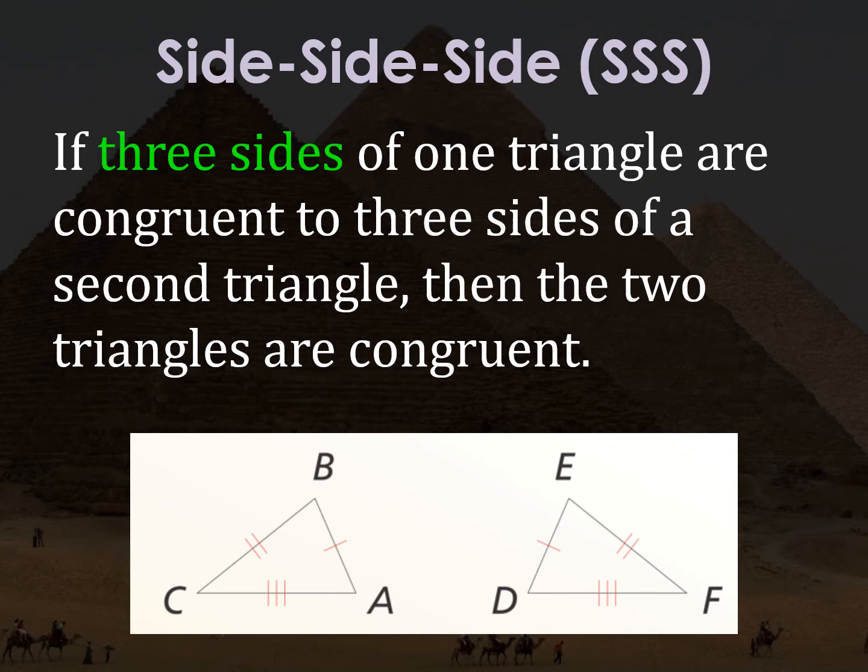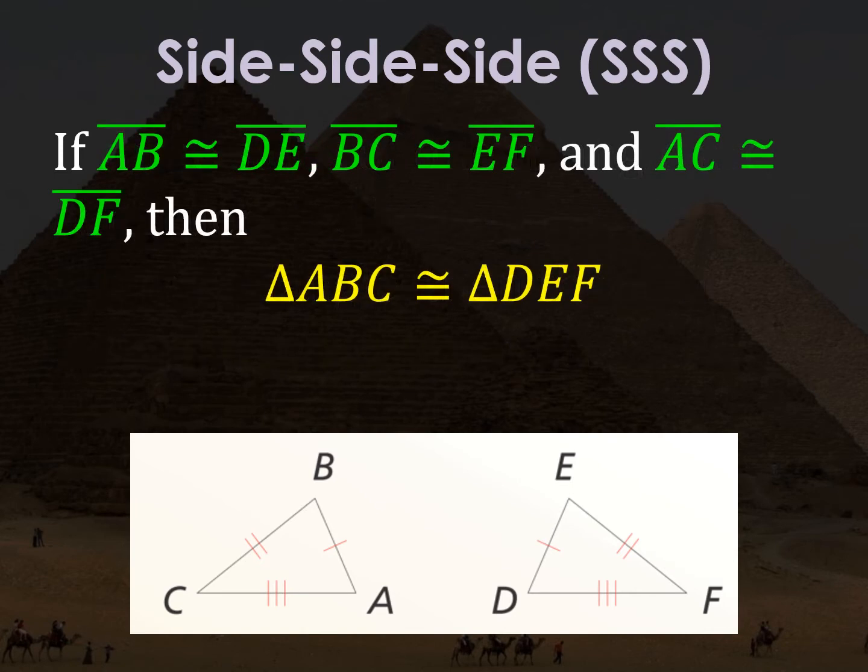And this is the statement that if three sides of one triangle are congruent to three sides of a second triangle, then the two triangles are congruent. So if you take a look at the diagram, AB is congruent to DE, and then if BC is congruent to EF and AC is congruent to DF, then triangles ABC and DEF are going to be congruent to each other.